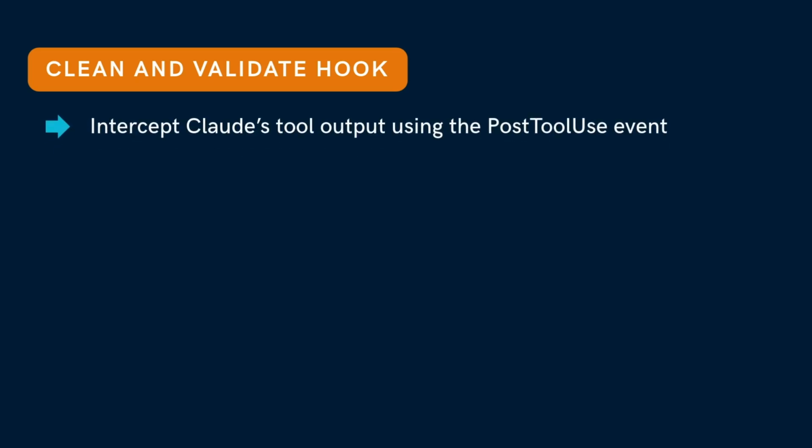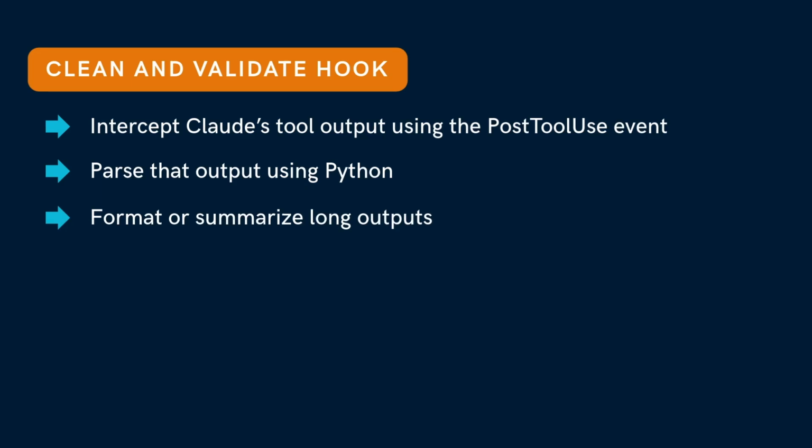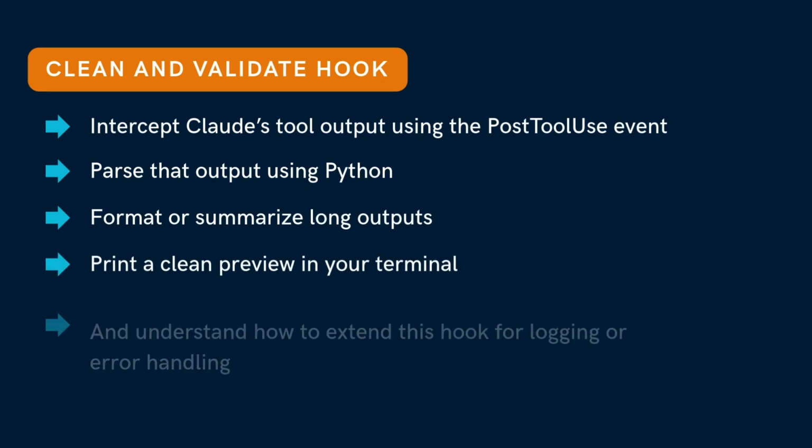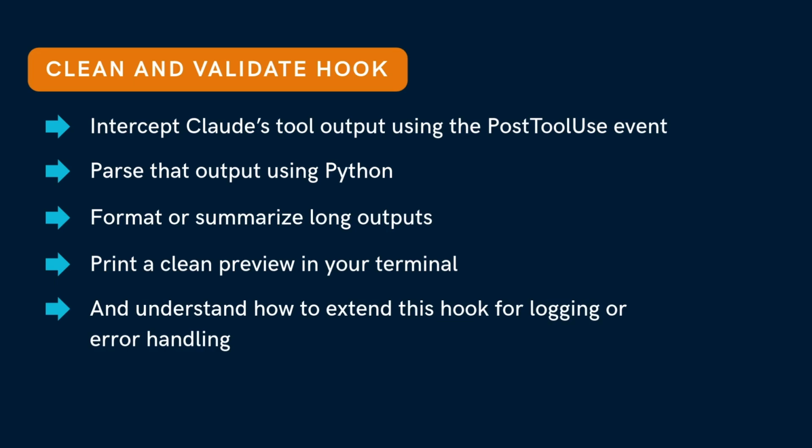In this lesson, we will use the PostToolUse Hook event, which runs after Claude executes a tool. This event gives us the chance to format, summarize, or log the output automatically. It's perfect when your tool results are too long or messy to read. By the end of this video, you will be able to intercept Claude's tool output using the PostToolUse event, parse that output using Python, format or summarize long outputs, print a clean preview in your terminal, and understand how to extend this hook for logging or error handling.